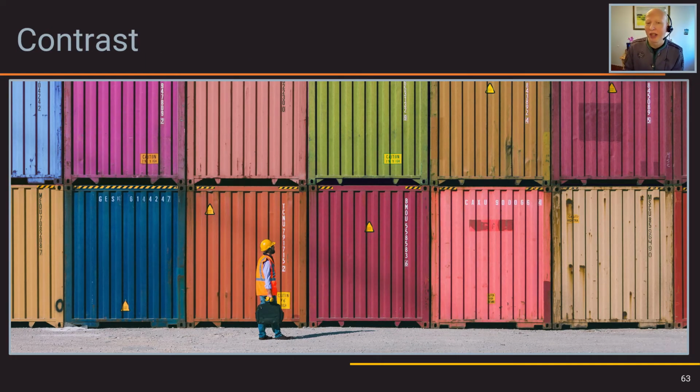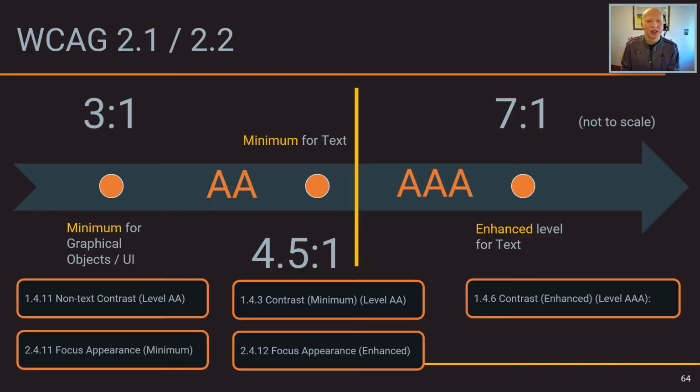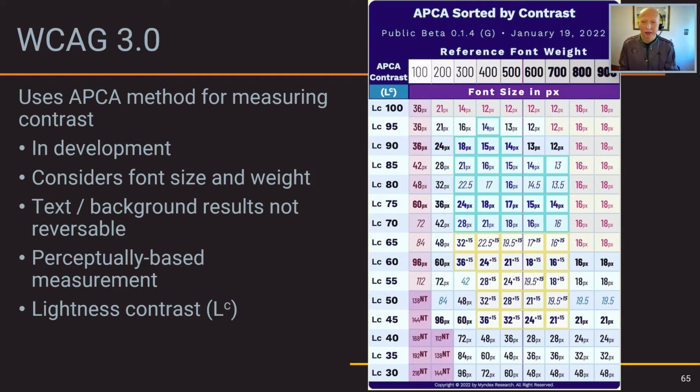Now, it wouldn't be an accessibility presentation without talking about contrast. In WCAG 2.1 and 2.2, we're used to thinking in terms of contrast ratios, but WCAG 3, which is probably a few years down the line, uses this new Accessible Perceptual Contrast Algorithm. It's still in development. It's going to be a very big change. It's much more sophisticated than previous measures of contrast and is more accurate, and it produces a lightness contrast rating.